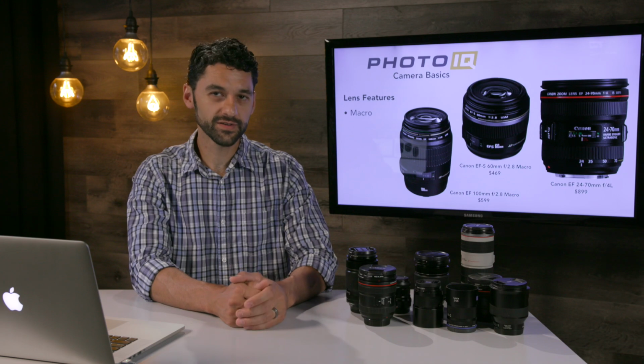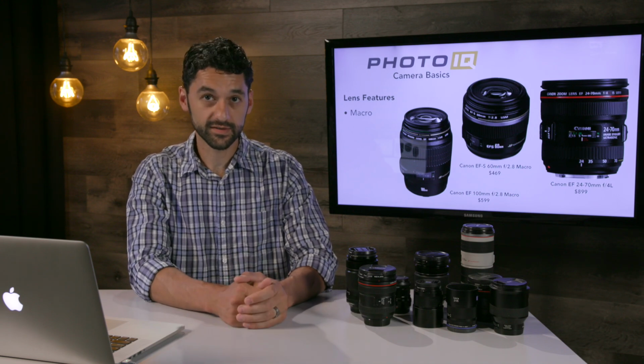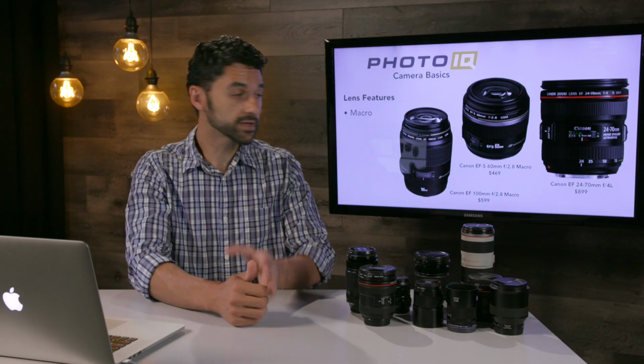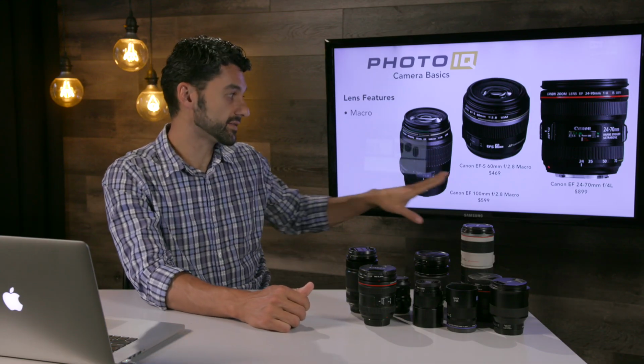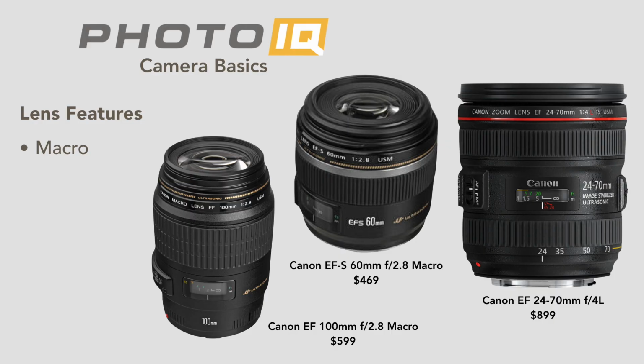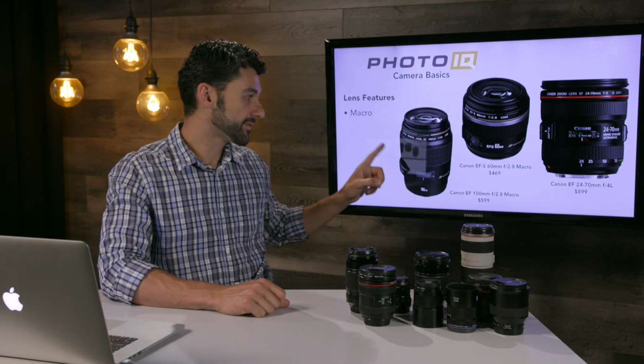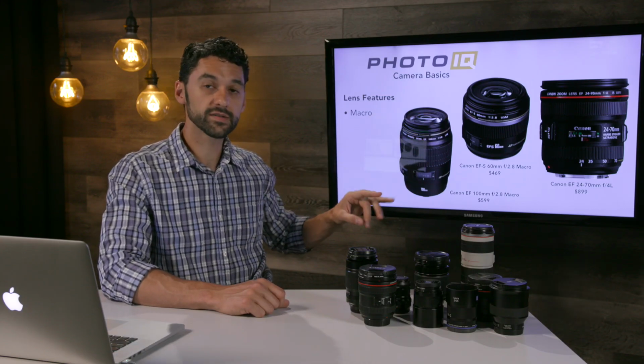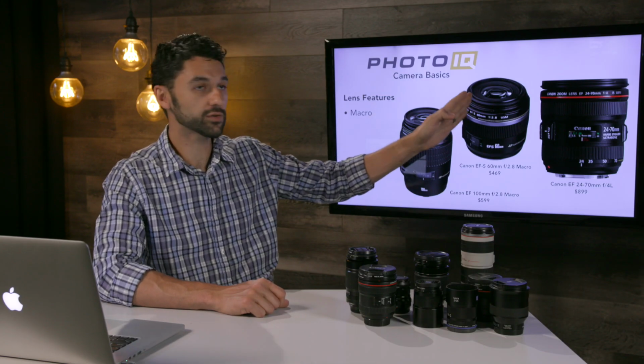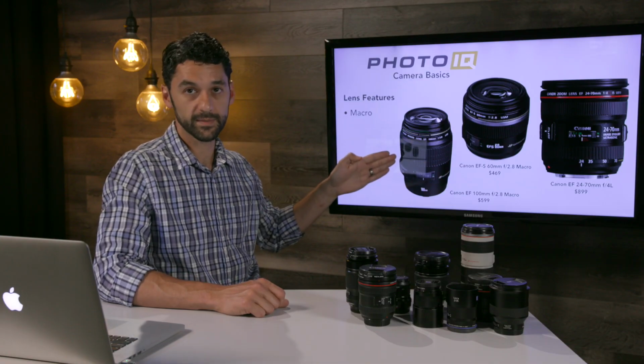The last feature we're going to talk about is macro lenses. Now, some lenses have macro as their primary function, like say these two lenses. This is the EF-S 60mm, and this is the EF 100mm macro. Both of them are f2.8 aperture lenses, which is a nice wide aperture. This one is $469, this one is $599, and the main reason why they're different price is because this is a crop sensor lens and this is a full frame lens.